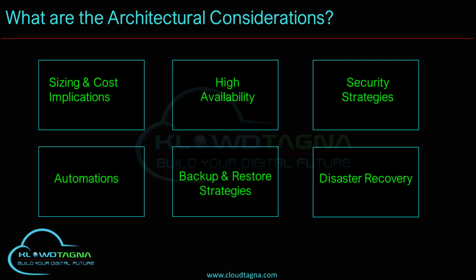Now let's see what the architectural considerations are with respect to virtual machines. First, it's very important to decide the right VM size as it affects your application performance and cost. So you have to decide your right VM size based on how much compute power you require for your applications. From high availability perspective, you need to make sure whether your virtual machine requires any high availability options. If so, you can plan to place your machines in availability sets or availability zones.